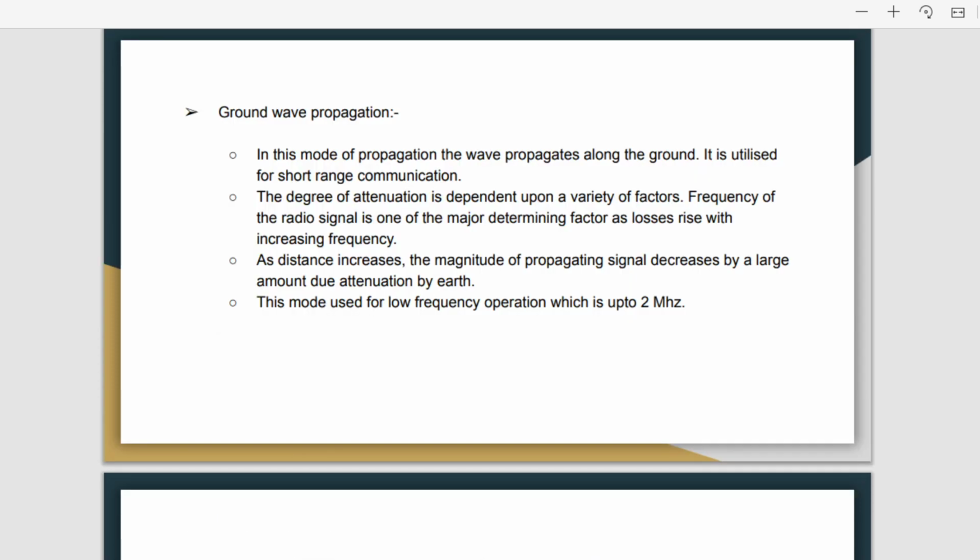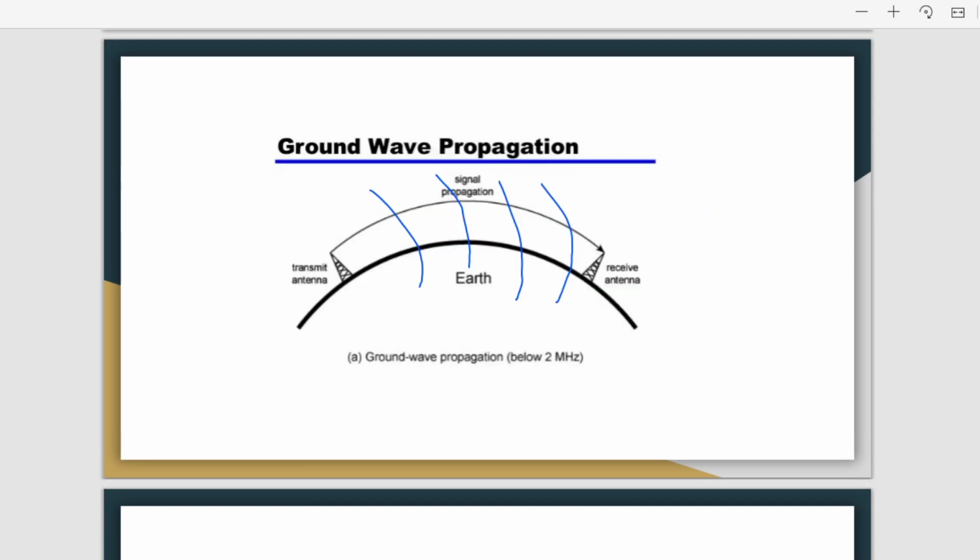Ground wave propagation. In this mode of propagation, the wave propagates along the ground. It is utilized for short range communication. The degree of attenuation is very much dependent on a variety of factors like frequency and distance. As the frequency increases, loss also rises. As the distance increases, the magnitude of the propagated signal decreases by a large amount due to attenuation by the Earth. This mode is used for low frequency operations, up to 2 MHz. This diagram shows the propagation of signal from transmitting antenna to receiver antenna in a circular curved waveform.